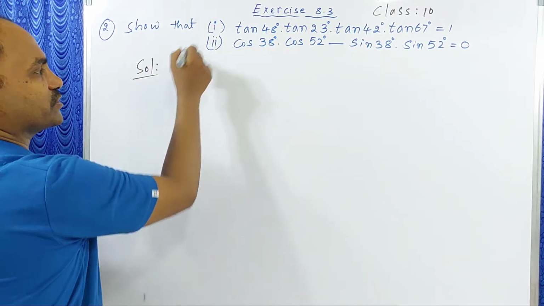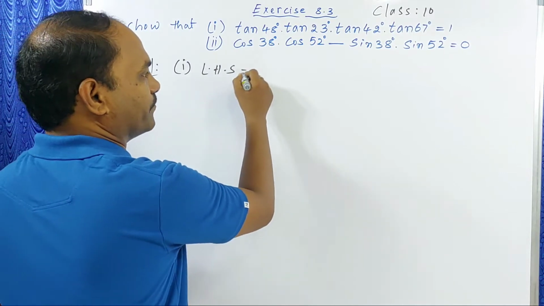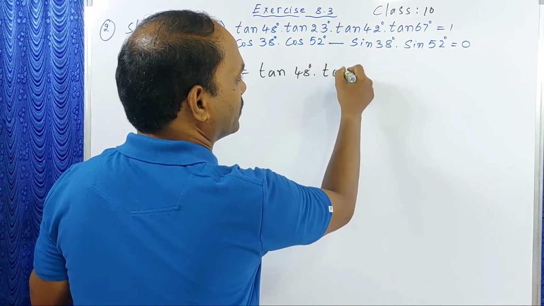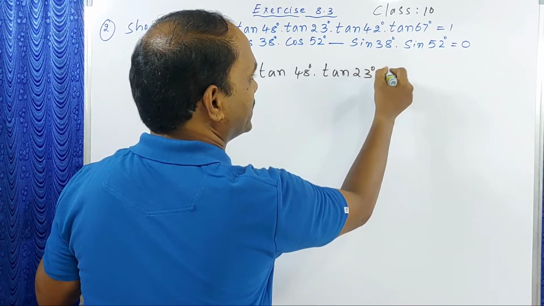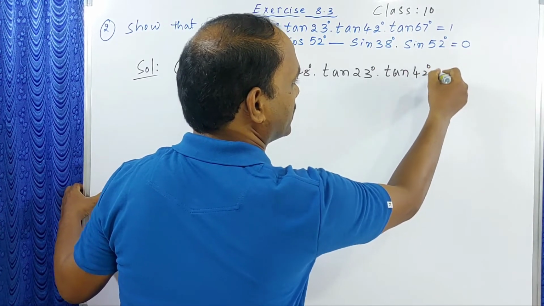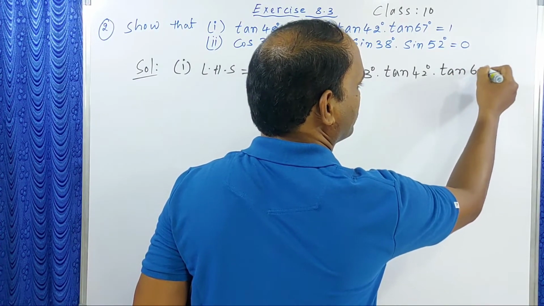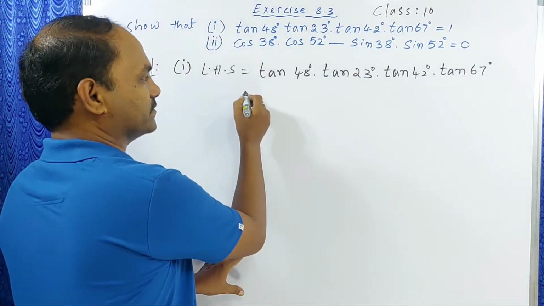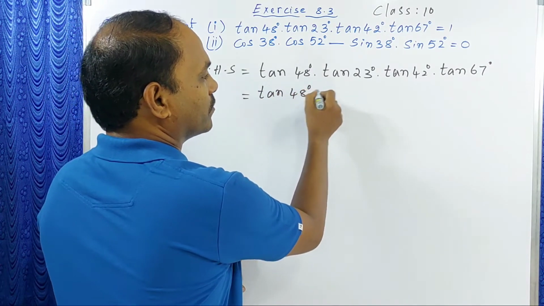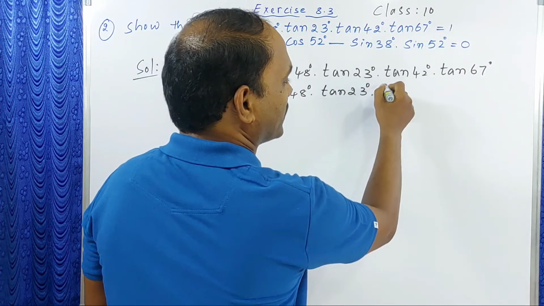Solution, first one. Let us take LHS. So tan 48 degrees into tan 23 degrees into tan 42 degrees into tan 67 degrees. This one is LHS. What am I going to do? I am going to change these two. I will rewrite this one.